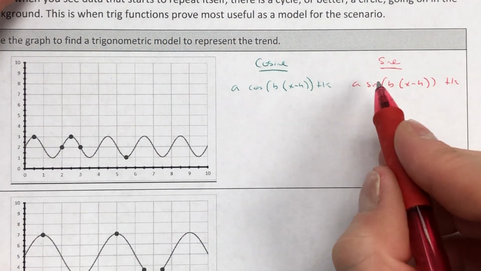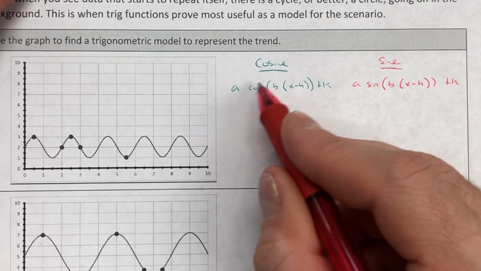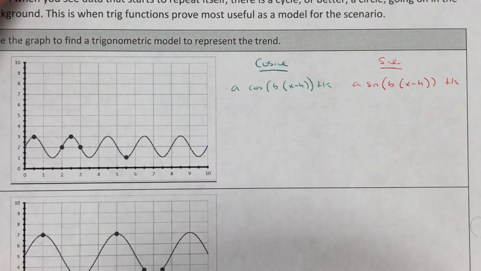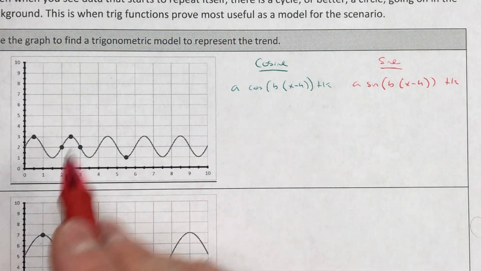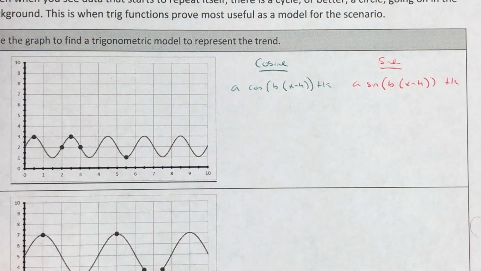With all the same information, the only difference between sine and cosine is that we're going to start at a slightly different spot. They both are identical waves. This could be a sine or a cosine wave. It just depends on our starting point.